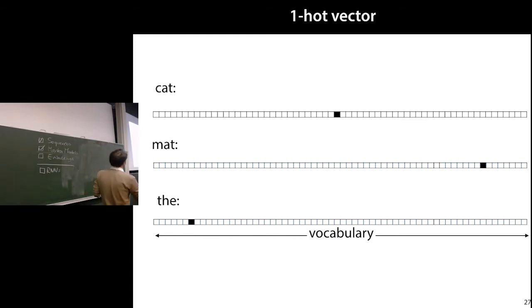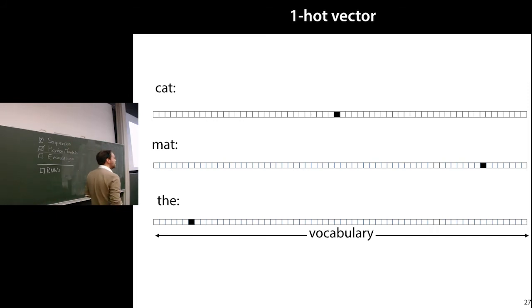So for the word cat, we just pick this point. Maybe we order them alphabetically, it doesn't really matter. The word mat has this one-hot vector, and the has this one-hot vector. And so every word has its own one-hot vector. That's how we represent the words to start with.